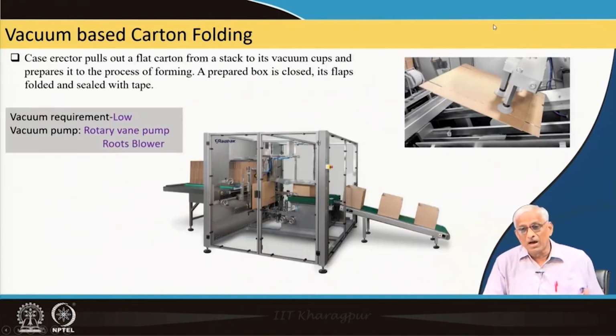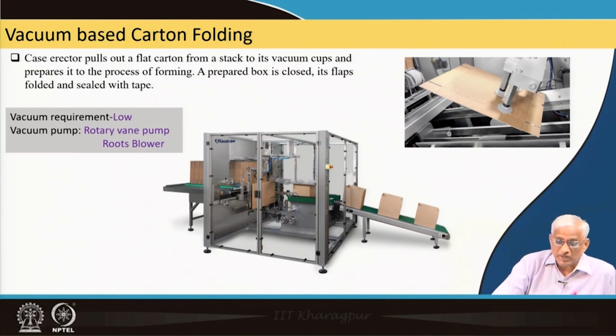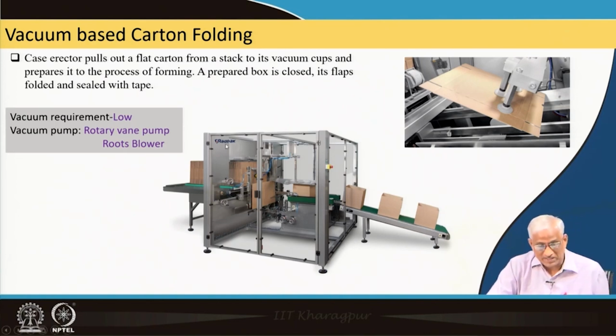Similarly, in large scale packing, you may have to use vacuum based carton folding. It takes the flat carton from a stack, with vacuum cups connected here like this, holding it like that because of suction. P2 minus P1 into this area gives you the force. Gently you take it out and then wrap it using various techniques.